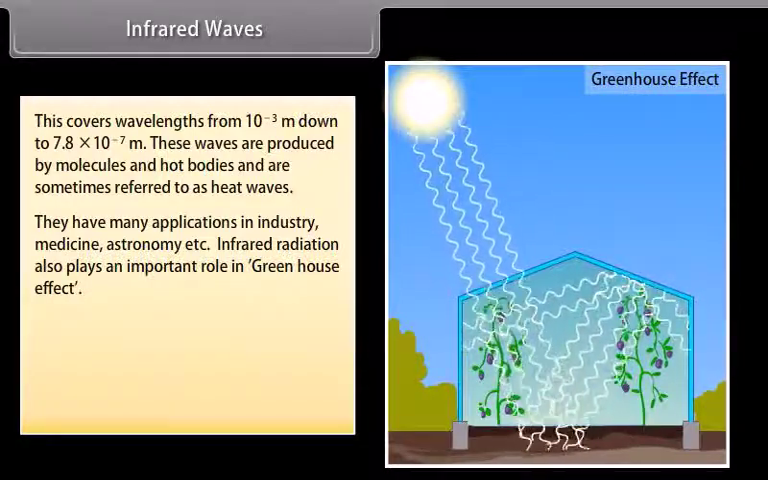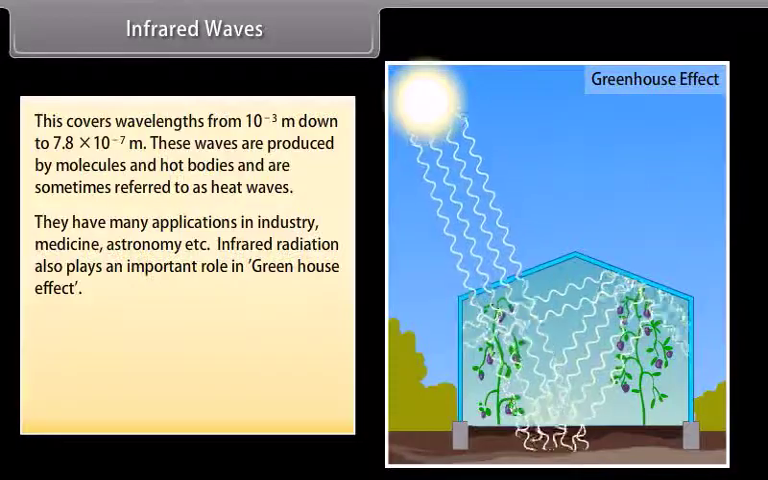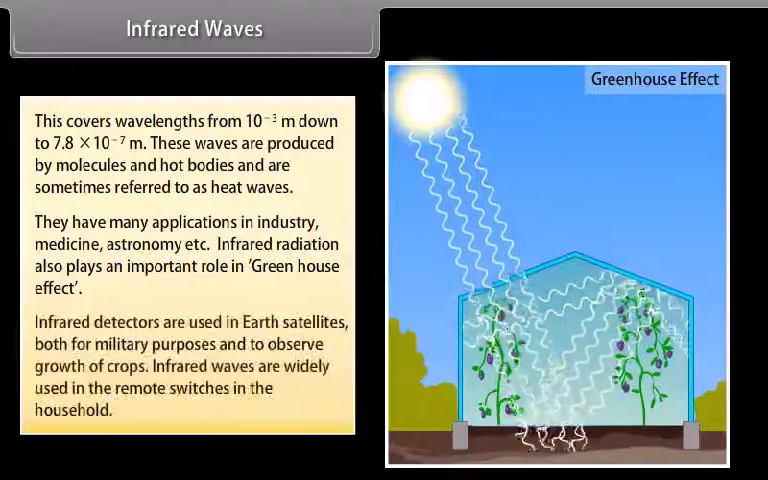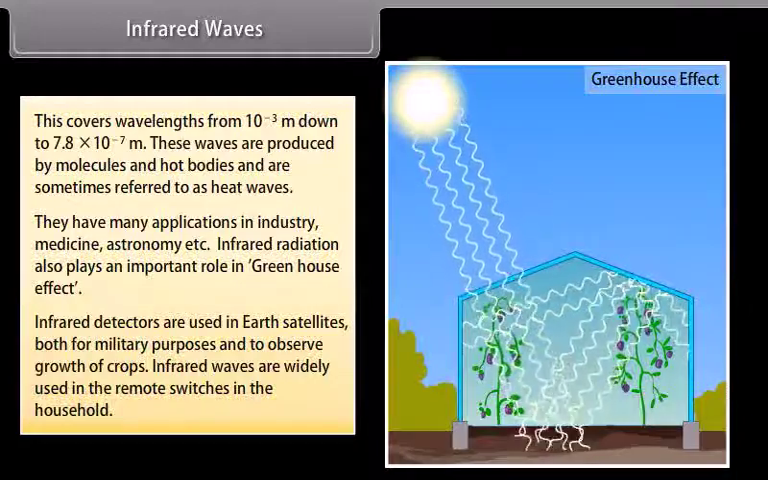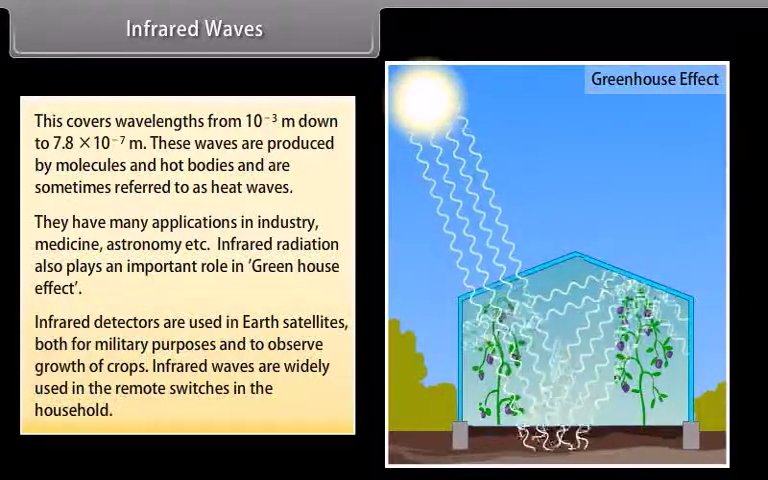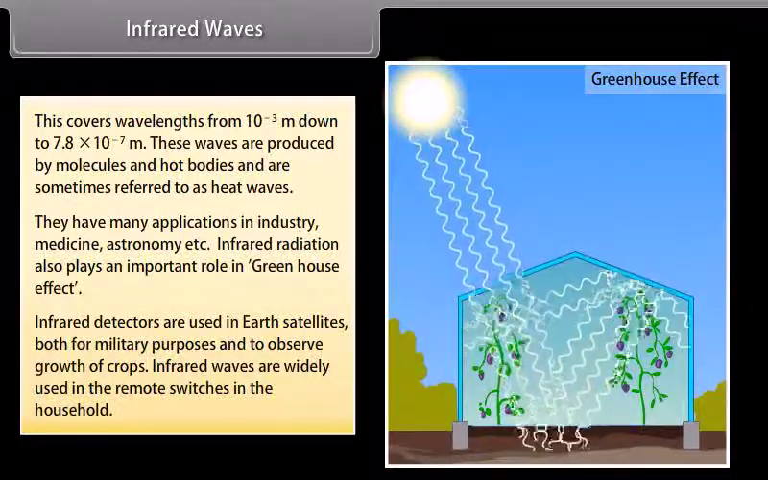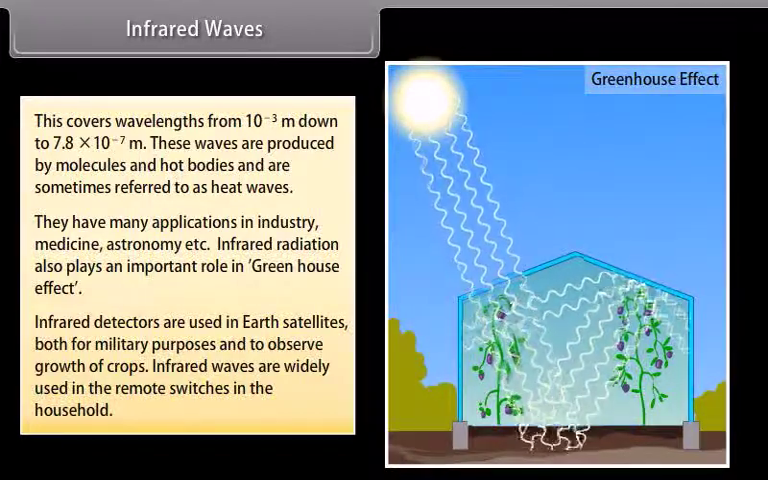Infrared radiation also plays an important role in the greenhouse effect. Infrared detectors are used in Earth satellites, both for military purposes and to observe the growth of crops. Infrared waves are widely used in the remote switches in the household.